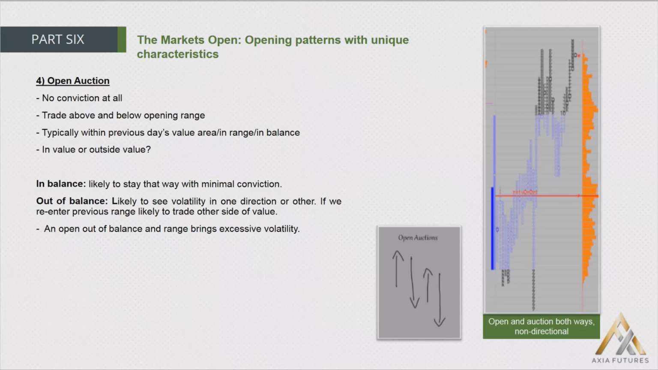Now, firstly, let's look at the graphic depiction. As you can see, this is an open where we open, we move up, we move down, we move up, we move down, and trade is facilitated in a relatively narrow band between buyers and sellers. So very little conviction in terms of where prices are going.